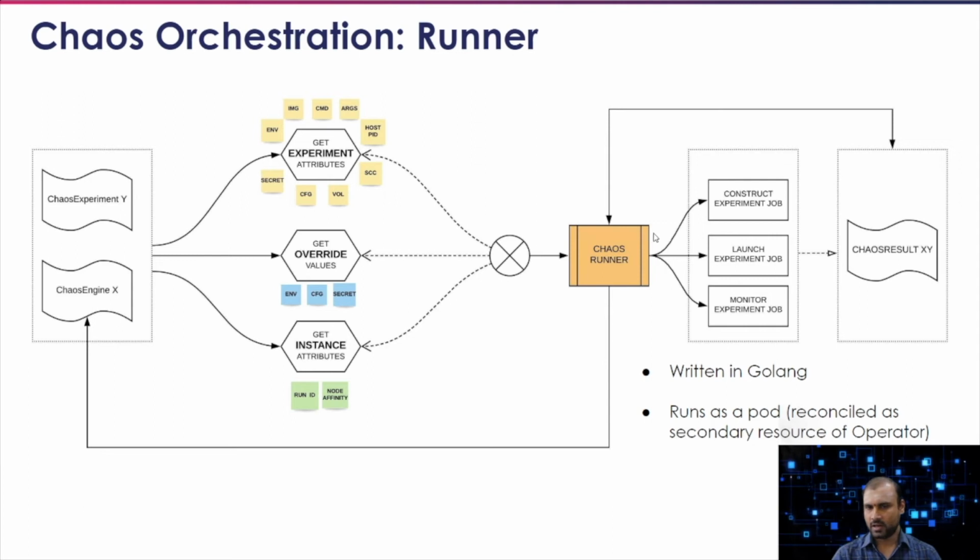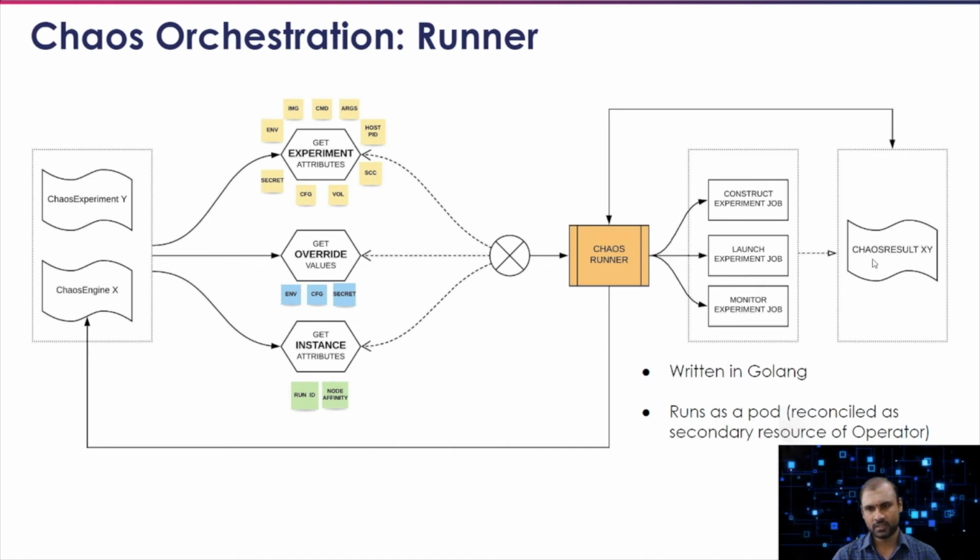The runner also does an additional job. It takes a look at or watches for the chaos result that is created by this experiment and derives the status and the verdict of the experiment and patches that back into the engine. You can see here this chaos result is going to be constructed with a name that is a combination of your engine and experiment. The engine named X, experiment named Y, the chaos result is named XY. And of course, you have the option of appending the run IDs to these.